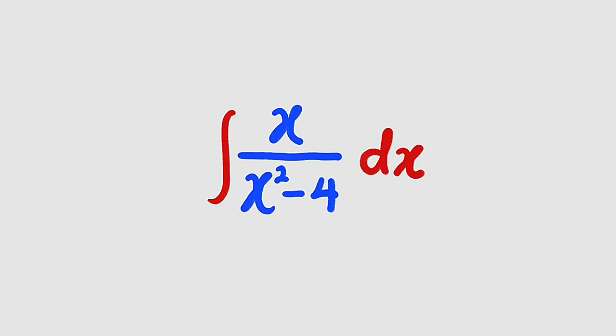Hello, good day viewers. I would like to show you 4 different ways to integrate this function x divided by x squared minus 4. But in this tutorial, I'm only going to show you 3 different ways. Alright, let's start with the first way. The first method is by the use of partial fractions.